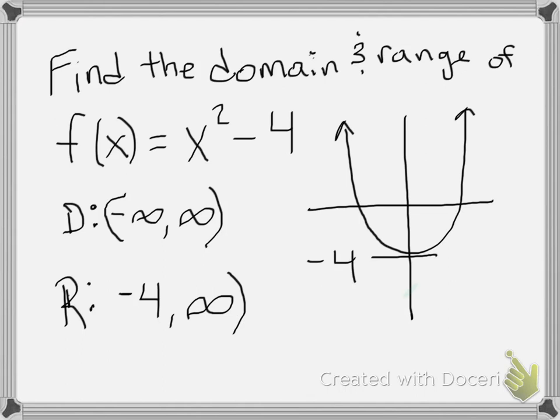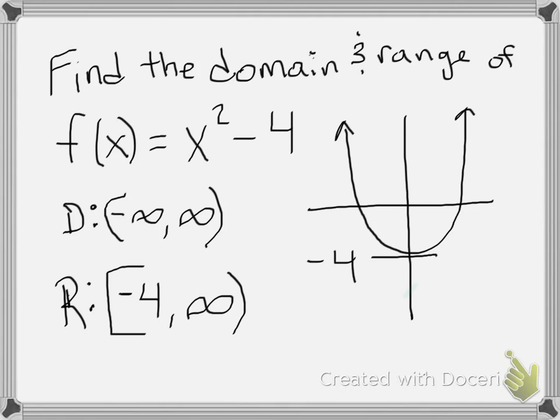Well, yeah, if we plug in 0, 0 squared is 0. 0 minus 4 is negative 4. I can actually get this y value of negative 4. And since I can get that y value, we wrap up the range, the interval, with a bracket around negative 4 instead of a parenthesis, because I can actually reach it. So our domain is negative infinity to positive infinity. Our range goes from negative 4 to infinity.